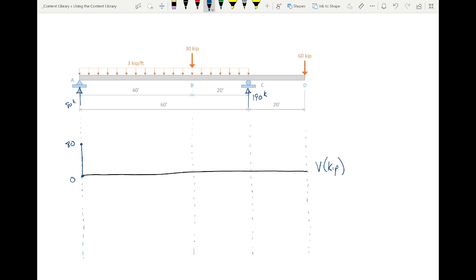Somebody help me out. How much load is on the beam between point A and point B? How much is that? 120, right? This load right here, that is 120 kips because it's 3 kips per foot over a distance of 40 feet. Does everybody see that? So if I'm at 80 and I go down 120, where should I be? Negative 40. And how do I make that journey? I go like that, a straight line.